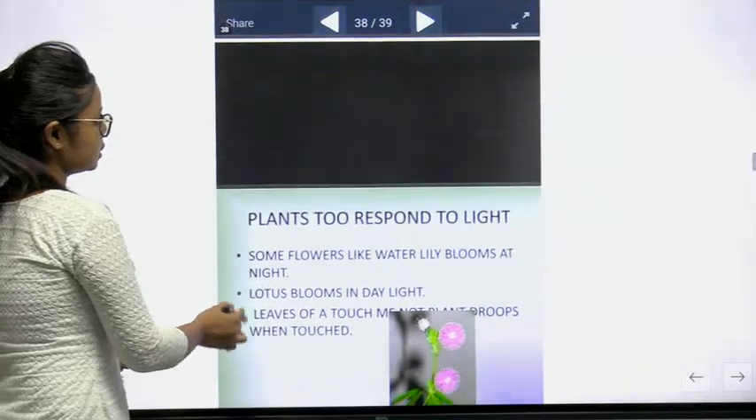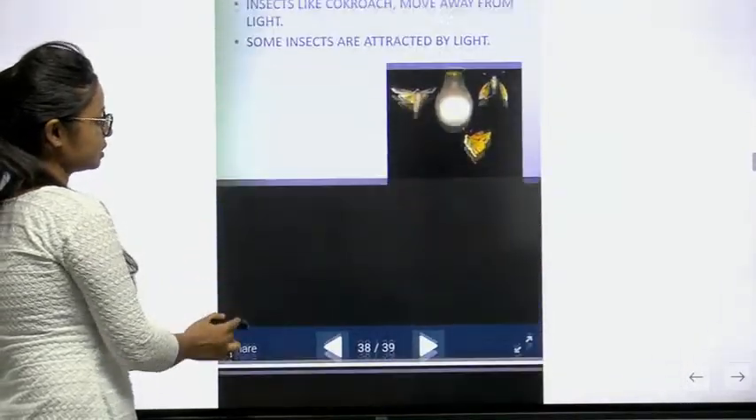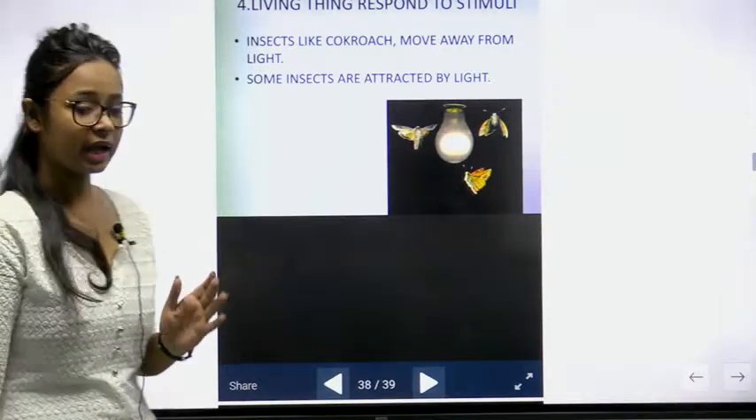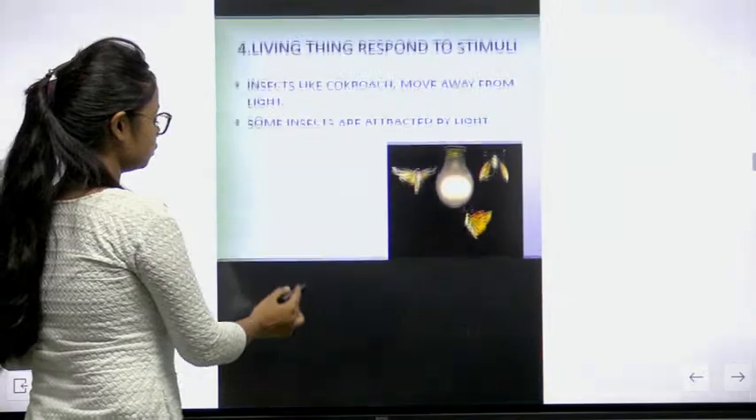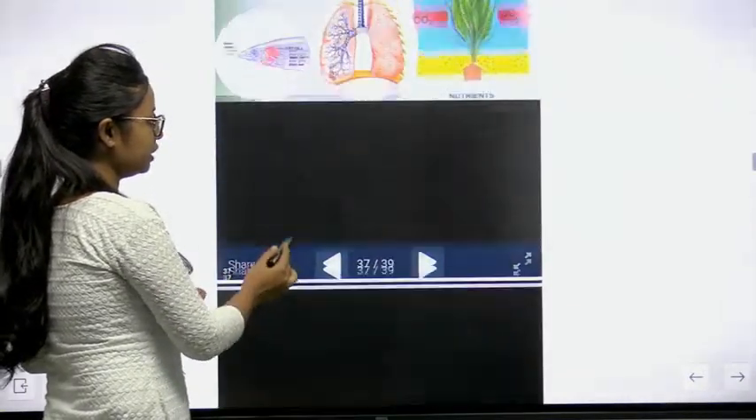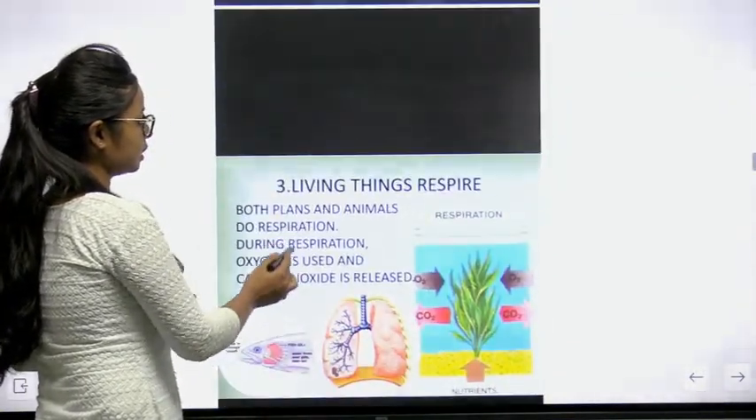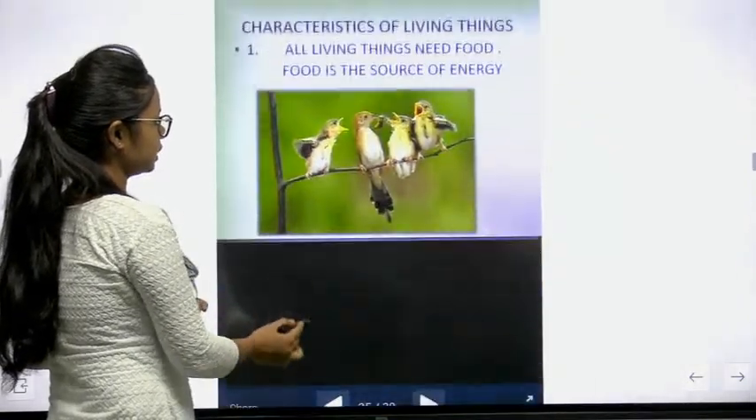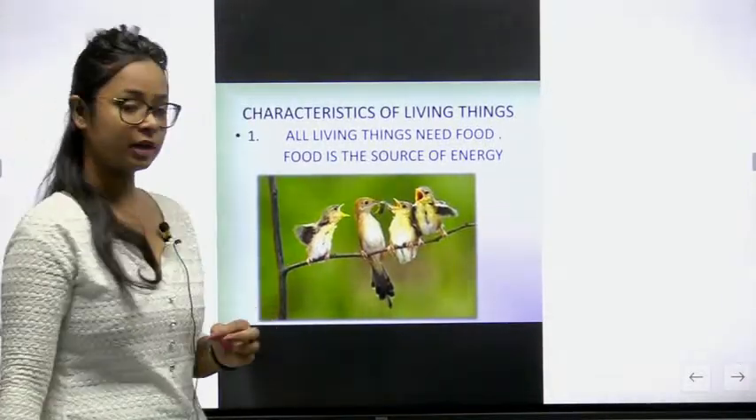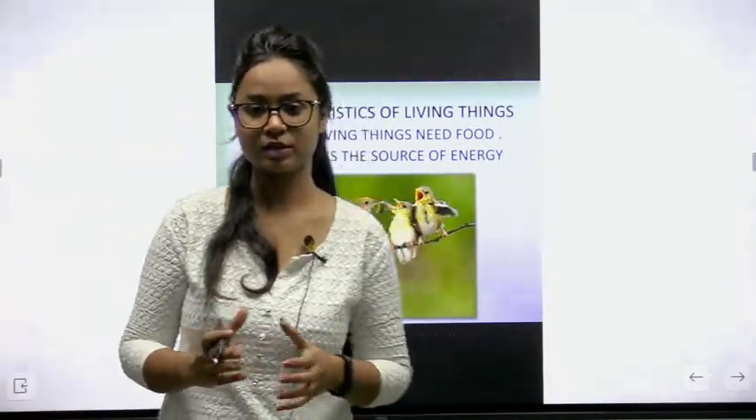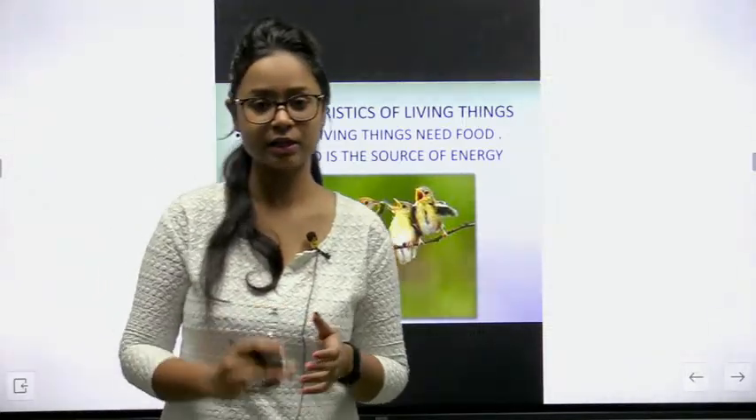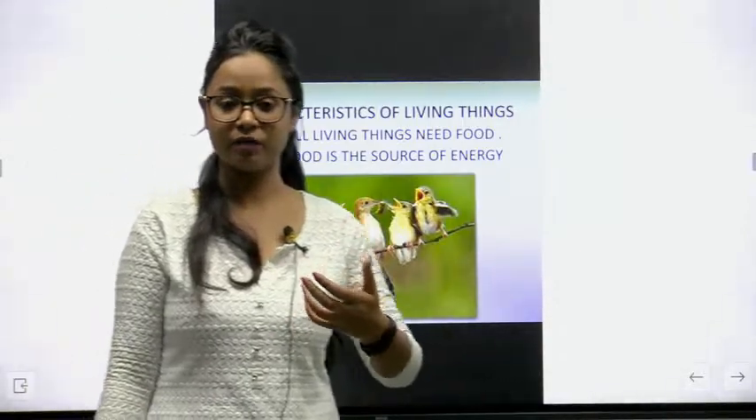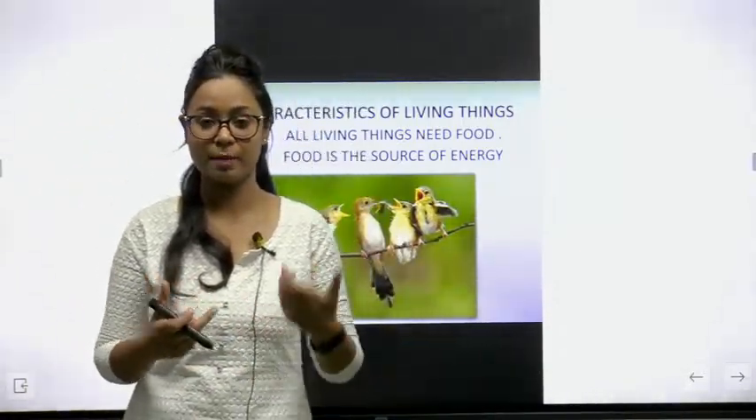Clear? So these are the characteristics of living organisms, that they respond to stimuli, they respire, they need food, they grow. Also, we have talked about the environment, what is adaptation, what is a habitat. Clear? So these are the things we have talked about in this chapter: what is the difference between a habitat and adaptation.